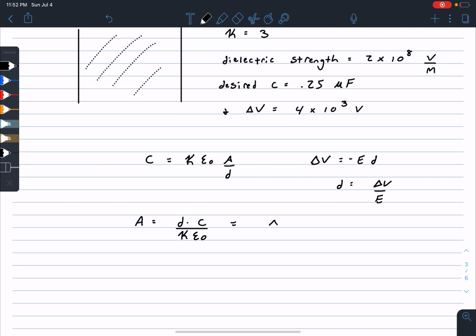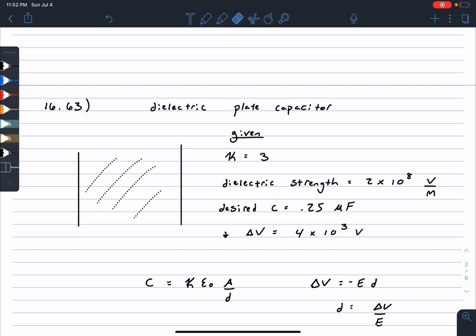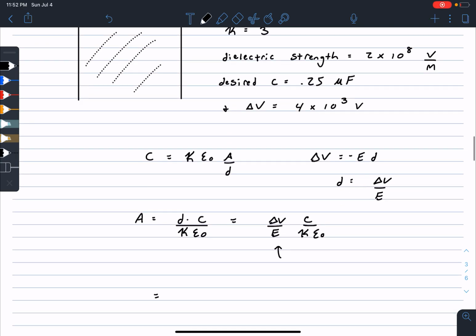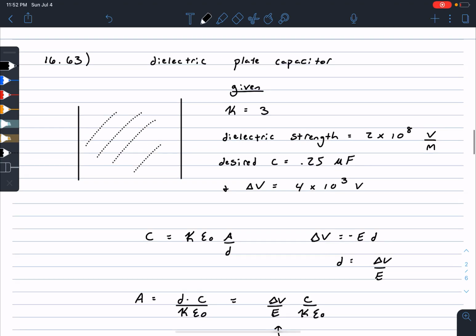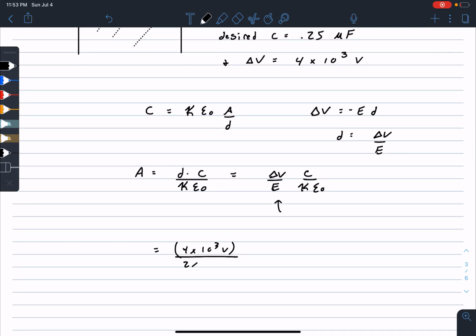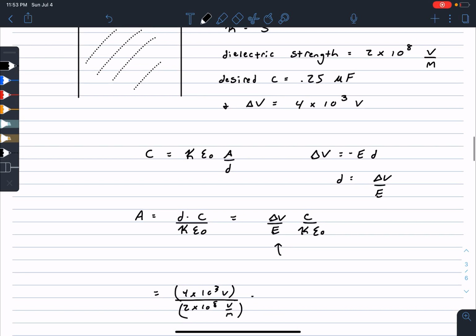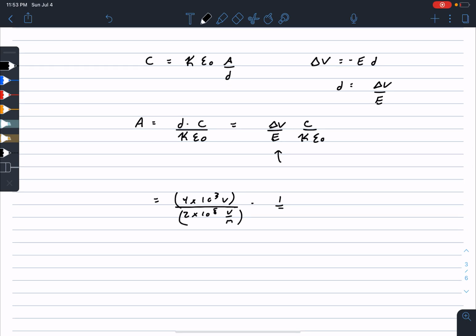So now we have delta V over E. We know what E is because that's in units of volts per meter. Our dielectric strength is our field strength. So what I'm going to do is plug all of this in. 4 times 10 to the 3 volts over 2 times 10 to the 8 volts per meter, times, what do we have here? K was 3, 1 over 3, 1 over epsilon naught, 8.85 times 10 to the negative 12.